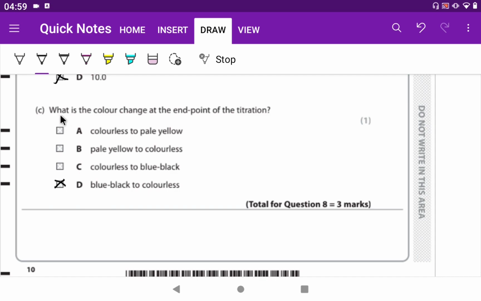Now see what the color change is at the end of the titration. At the end of the titration, the color changes from blue-black to colorless solution.